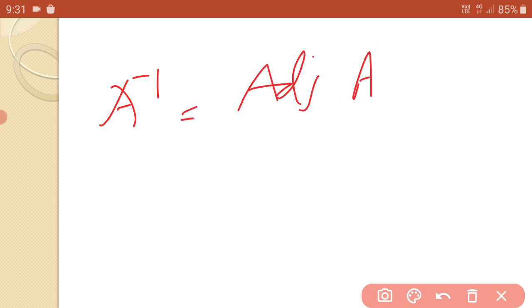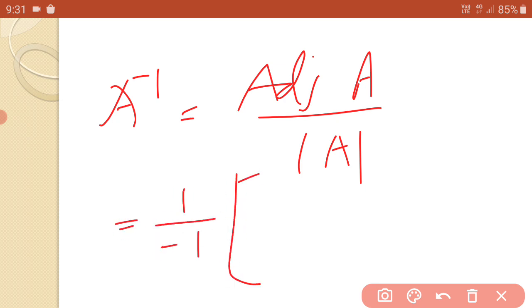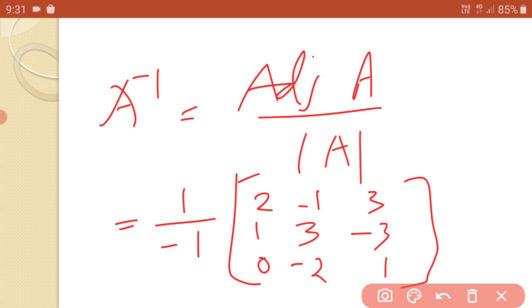Then after, our formula is A inverse is equal to adjoint A upon determinant A. Determinant A is minus 1. So here 1 upon minus 1 into bracket 2, minus 1, 3, 1, 3, minus 3, then 0, minus 2 and 1. It's our inverse answer.